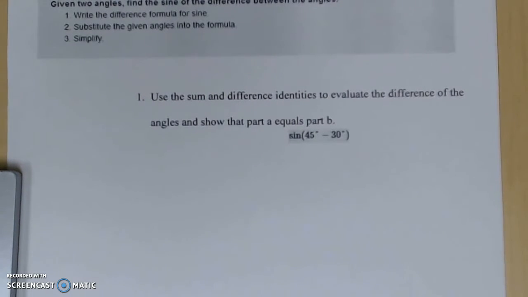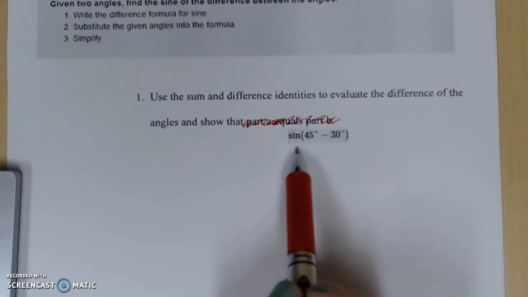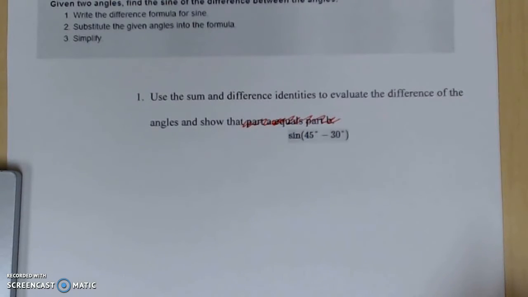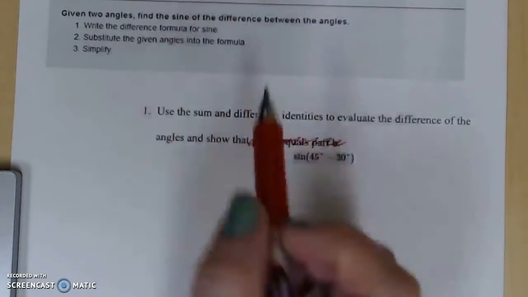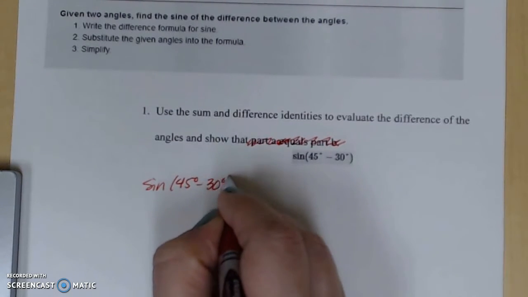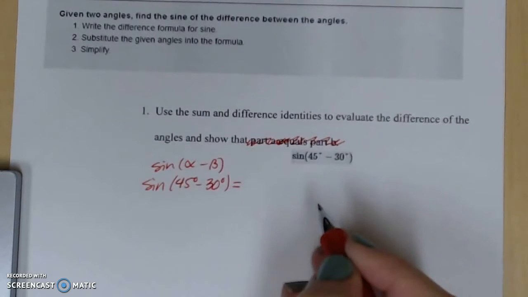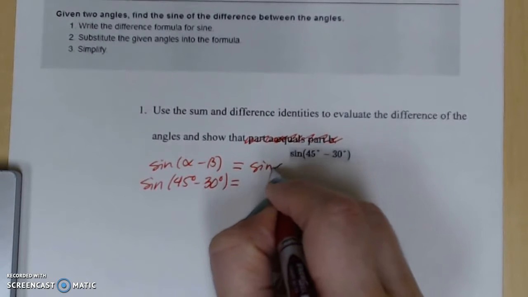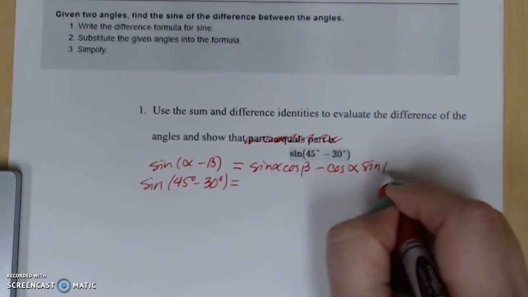Use the sum and difference identities to evaluate the difference of the angles and show that. We just want to look at part A. I took out part B. So we're going to be looking at sine of 45 degrees minus 30 degrees. And so I can see that this is a difference. And so I'm going to refer back up to here and be using this identity as I go. So I'm going to say sine of 45 degrees minus 30 degrees is equal to, now remember we had sine of alpha minus beta up there, was equal to sine alpha cosine beta minus cosine alpha sine beta.